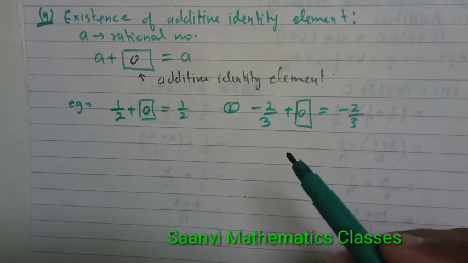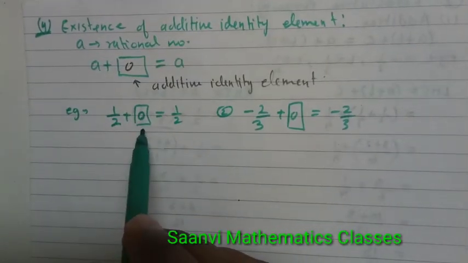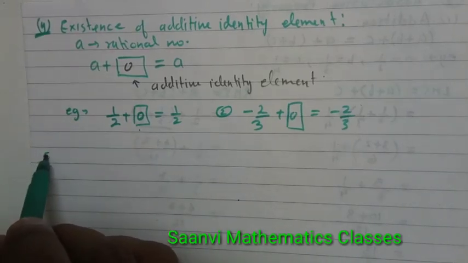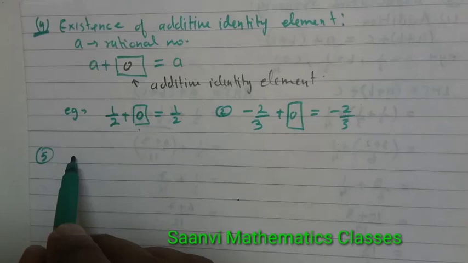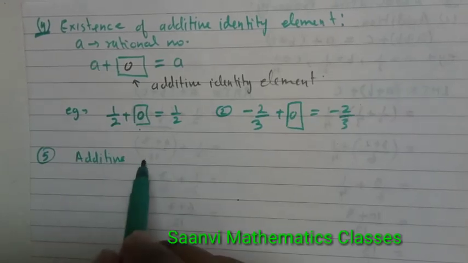This is the property number 4, that is, existence of identity element for the rational numbers. So what is the identity element for the rational numbers? That is 0. Okay, now let's move to the fifth property, that is the additive inverse.